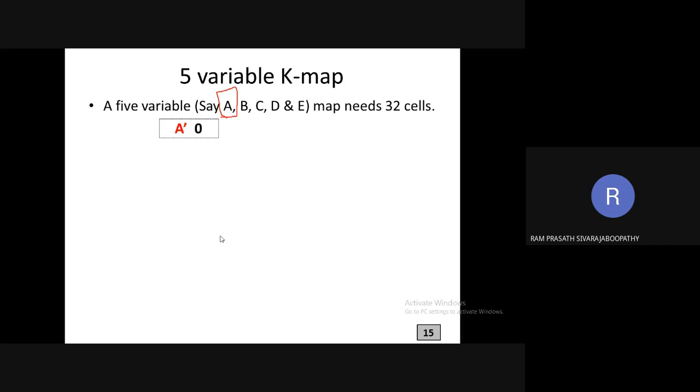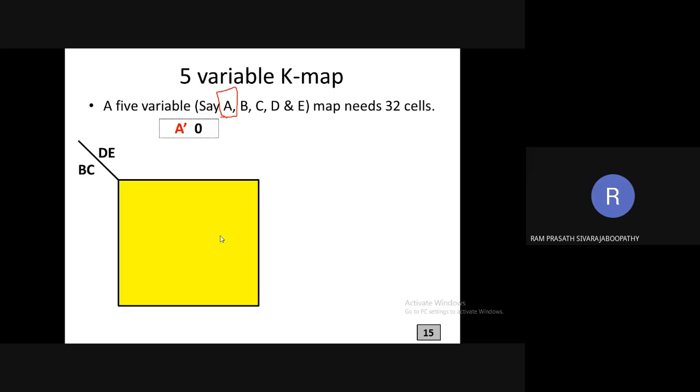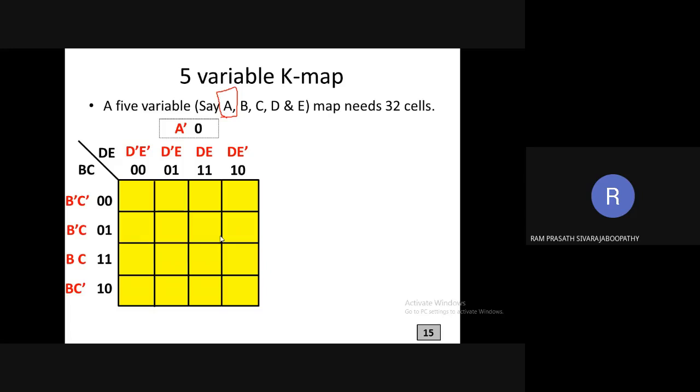Okay, B, C, D, E. How many variables are we having? 4 variables. Already we know how to draw a 4 variable K-map table. Taking B, C, D, E, what combinations can we give for B, C? 0 0, 0 1, 1 1, 1 0. For D, E: 0 0, 0 1, 1 1, 1 0. So I am going to split the cells like this. I am having only 16 cells here. For A equal to 0, the 16-cell K-map table is drawn.